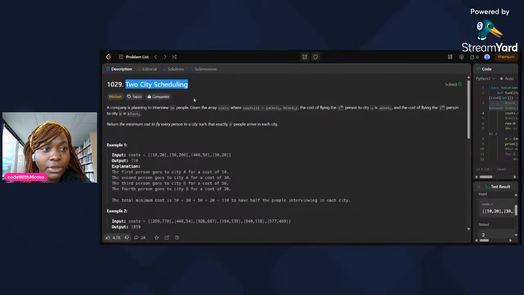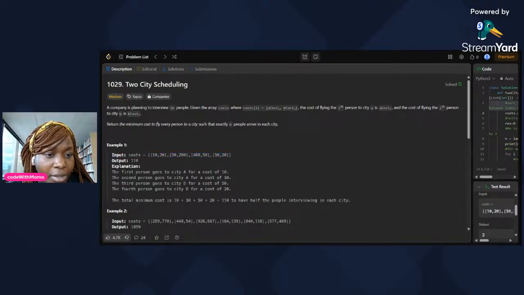Today we're going to be solving Two City Scheduling. It says a company is planning to interview 2N people. Given the array costs where costs[i] equals [aCost_i, bCost_i], the cost of flying the ith person to city A is aCost_i, and the cost of flying the ith person to city B is bCost_i. Return the minimum cost to fly every person to a city such that exactly n people arrive in each city. So in this question, we have this input.